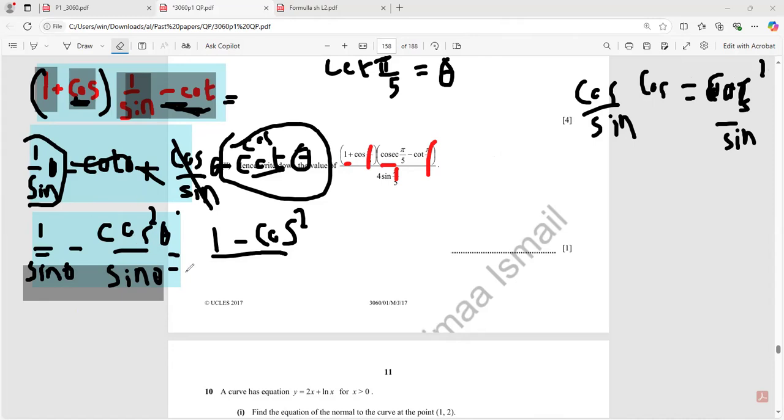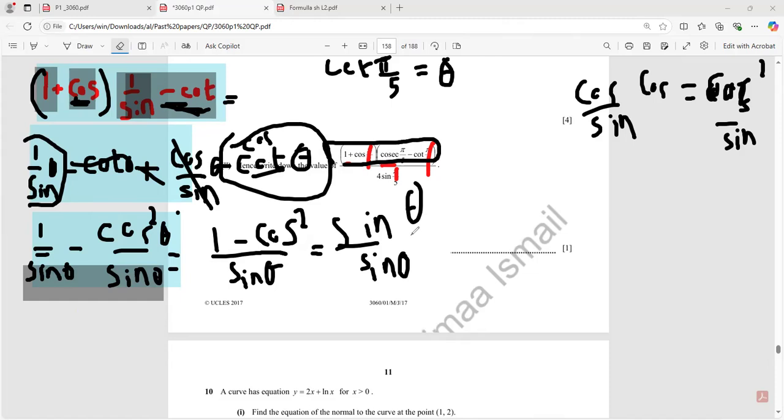Okay, so it's 1 minus cosine square, which equals actually sine square. You remember this rule? Okay, over sine theta. All this we are in the numerator, okay? Then we're going to take the denominator now. So sine square theta, we're going to cancel the square with the denominator, which the whole numerator is equal to sine.